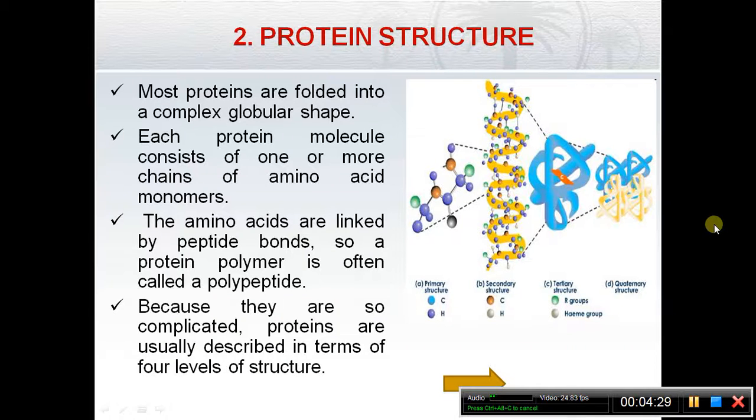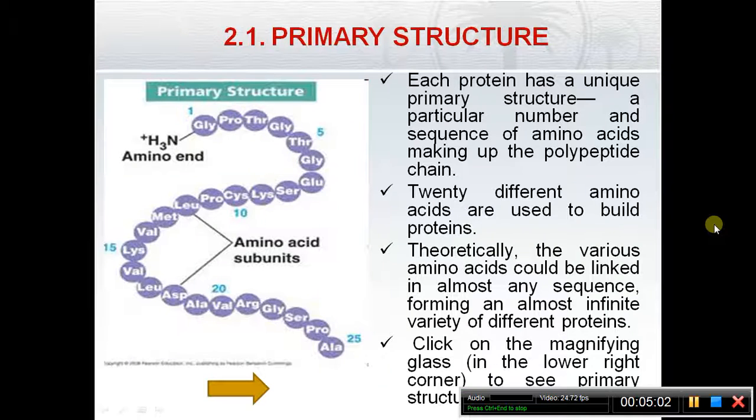2. Protein structure. Most proteins are folded into a complex globular shape. A protein molecule consists of one or more strands of amino acid monomers. The amino acids are linked by peptide bonds, so a protein polymer is often called a polypeptide. Because they are so complicated, proteins are usually described in terms of 4 levels of structure.